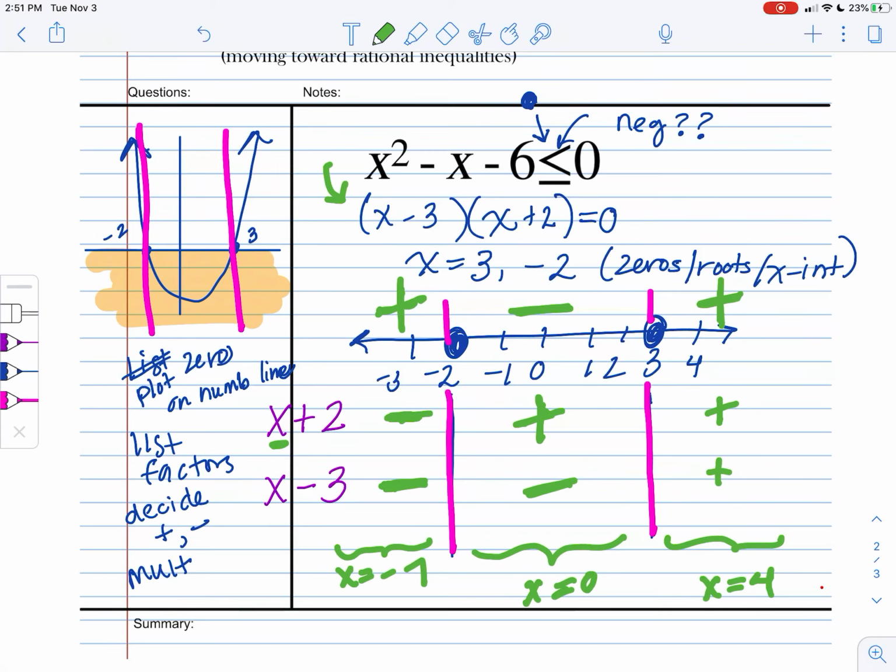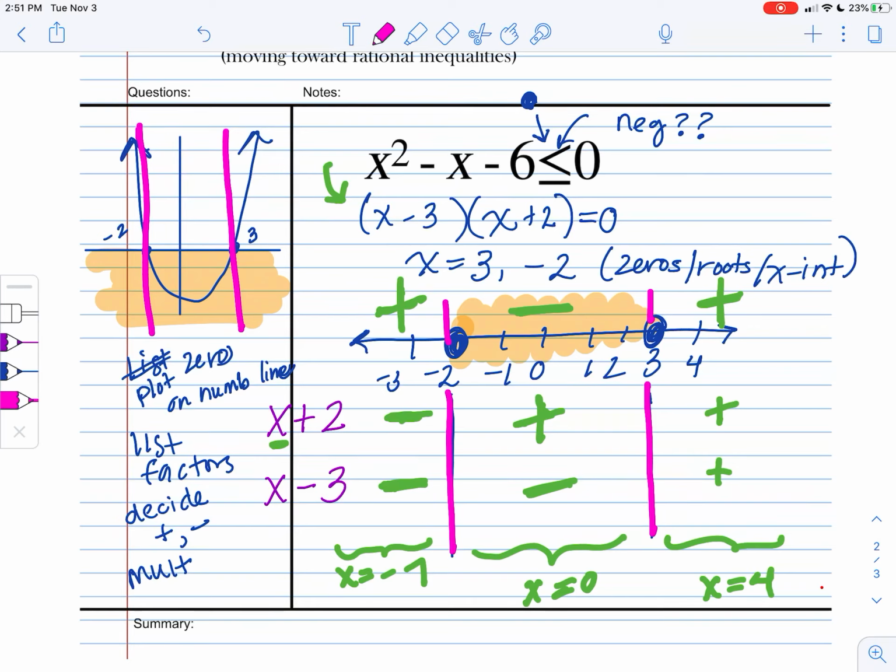Okay? I need to go look at my problem again. What do I want? I want x's that are negative. Well, where did I find the negative? I found it right here, in between -2 and 3. And if I remember correctly, this looks a lot like my and statement up there at the beginning of this.